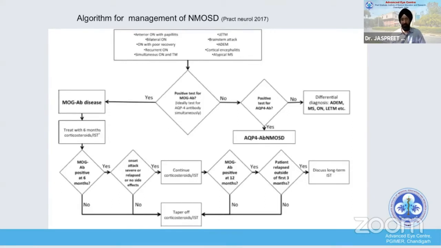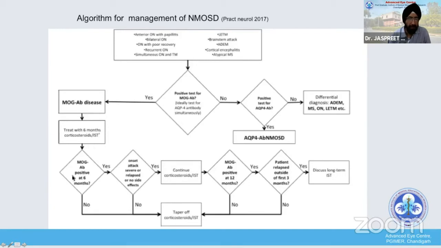So you have to send antibodies for aquaporin 4 as well as MOG at the same time, preferably before starting steroids. In some studies, it has been shown that these results could be altered if you start IV methylpred before sending the samples. So you just take the samples, keep them, and you can send them for the investigation. If you have a positive test for MOG antibody, you call it a MOG antibody disease. You treat with 6 months of corticosteroids or immunosuppressive therapy.